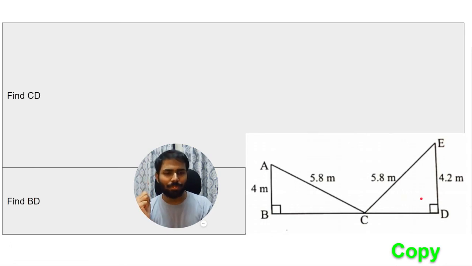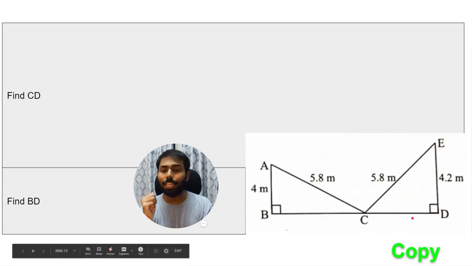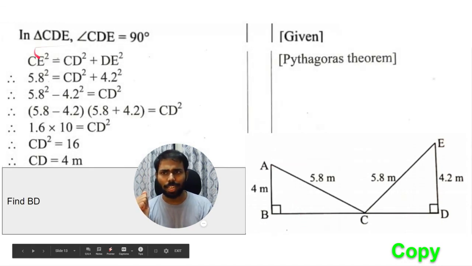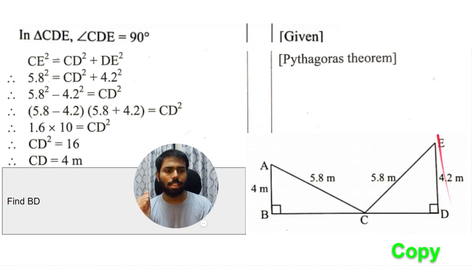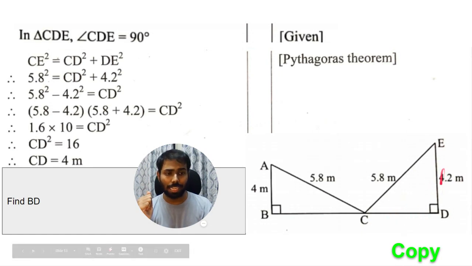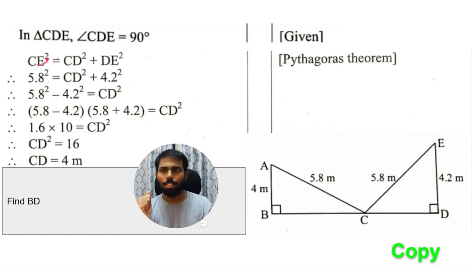Okay, I hope you pause the video and have your value for CD remaining. This was much easier. Okay, finding CD is much easier than BC. Okay, take the triangle CDE, this triangle, which angle is 90 degree? Angle CDE is 90 degree. This angle is 90 degree, which was given in the question. Then use the Pythagoras theorem. CE square is equal to CD square plus DE square. Okay, then substitute. CE square is 5.8 square. DE square is 4.2 square.